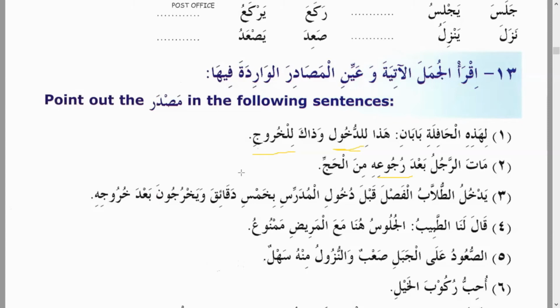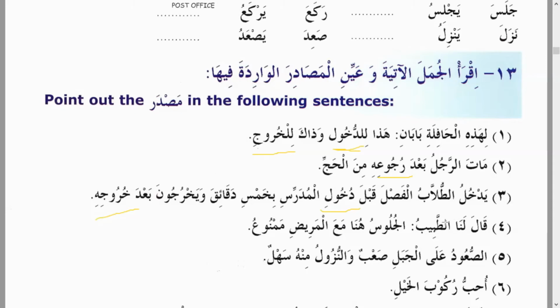يدخل الطالب الفصل قبل دخول المدرس ب5 دقائق ويخرجون بعد خروجه. دخول is here. The students enter the class before the teacher enters by 5 minutes and they go out after his exit. خروج is the masdar, right? دخول. So meaning is clear, right? Before the entrance of the teacher, and before his exit.